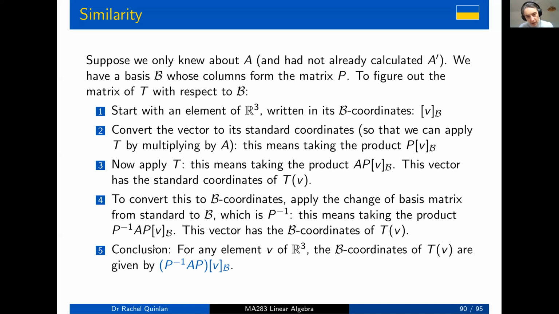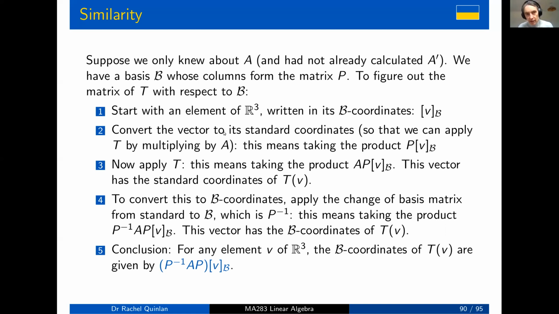So overall, what have we done? We've taken V written with respect to its B coordinates and multiplied it on the left by the matrix P inverse A P. The result is T of V written with respect to its B coordinates. So what we're saying is that the matrix P inverse A P is the matrix of the linear transformation T with respect to the basis B, where A is the matrix of T with respect to the standard basis, and P is the change of basis matrix from B to the standard basis, whose columns are the elements of the basis B.